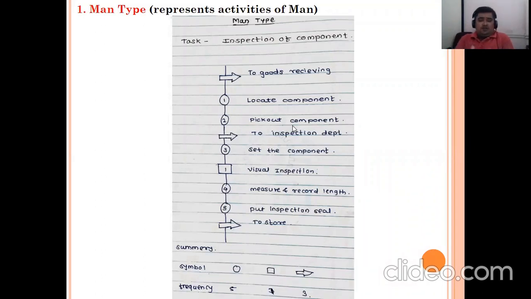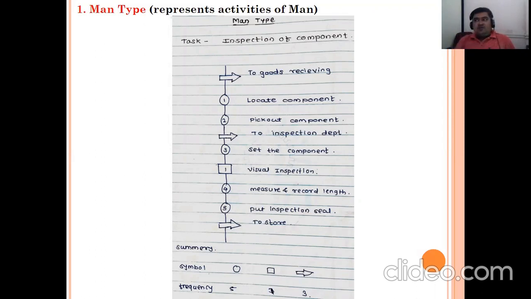How is that person behaving? First he will receive the goods, put the component on the table, take one component, go to the inspection department, set the component, visualize it, measure it, record it, seal it, prepare the inspection report, and go back to the store. So these are that person's activities. After the store, again he will go to the inspection table, pick up another component, and go back. So the same cycle is repeated.